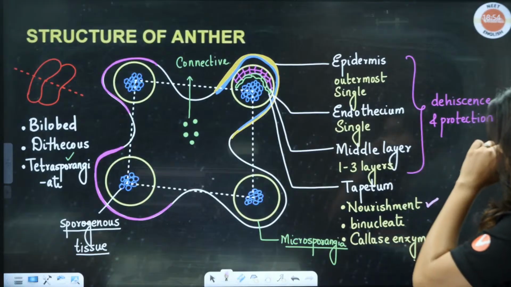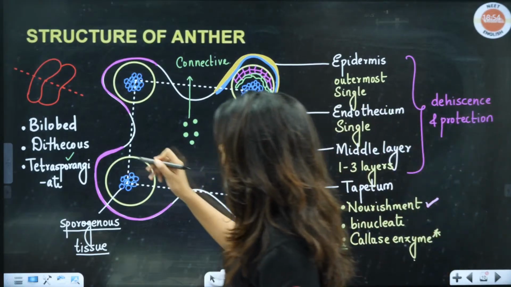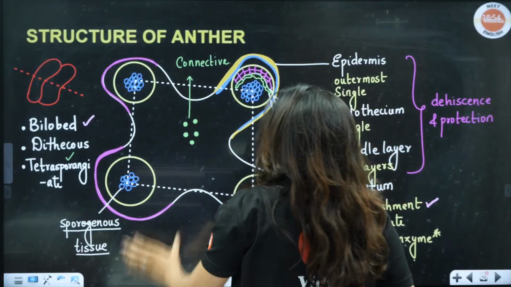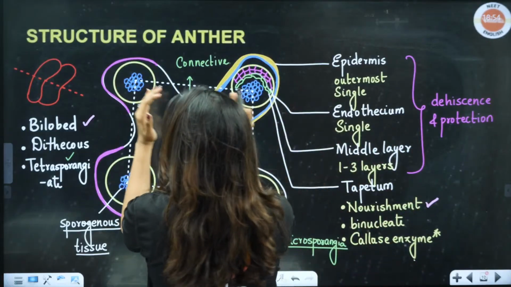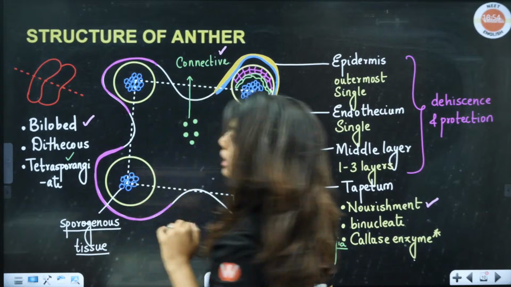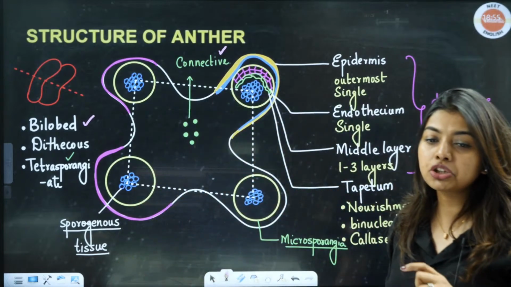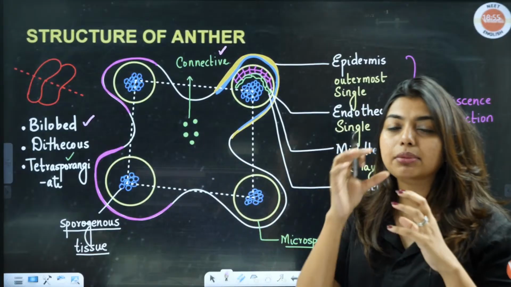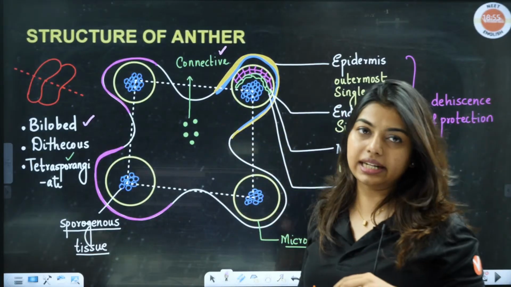Okay. So, look here. Now you have studied that the anther is bilobed. Students, this is one lobe, this is another lobe. What connects these two lobes? It's called a connective. To attach both the lobes together, in the middle we have a connective. Clear?